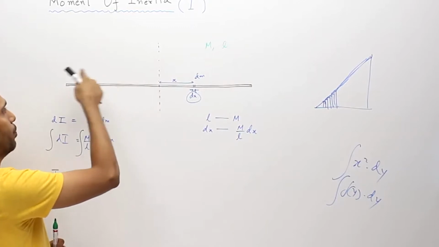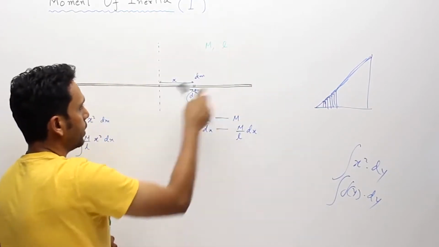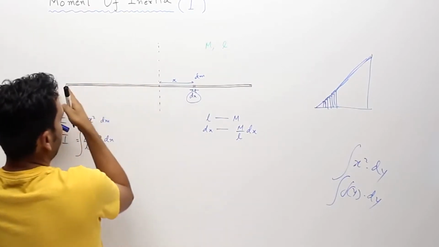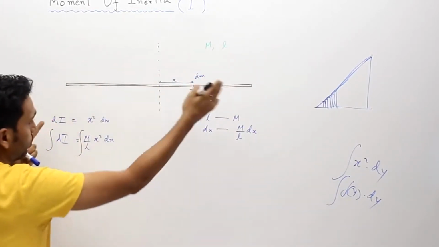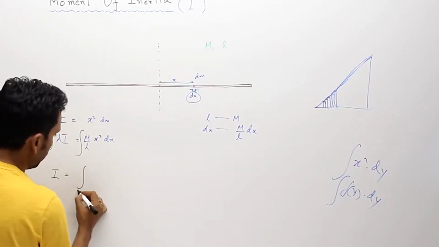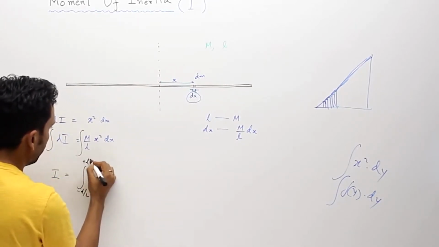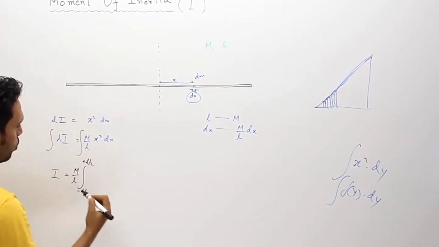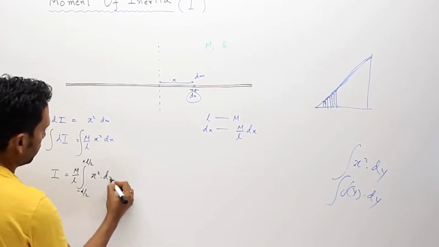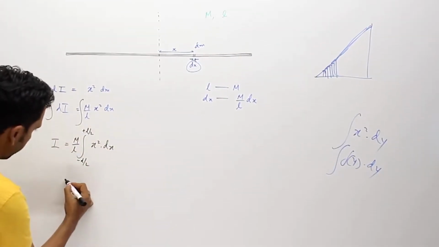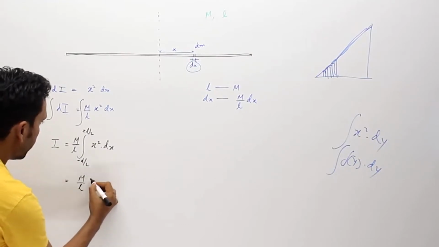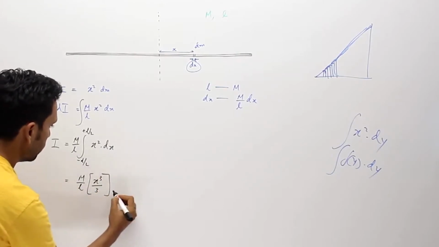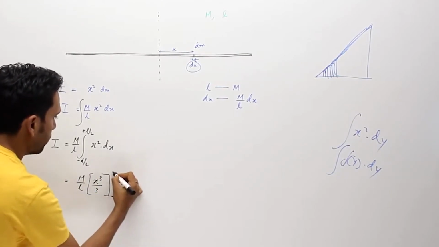The x starts from minus L by 2 and goes on to plus L by 2. So the whole length was L. So from here is what you are taking your x. So this side is minus L by 2, and that side is plus L by 2. So from minus L by 2 to plus L by 2, your m by L being a constant goes outside, x square dx, and what you get is m by L times x cube by 3, and obviously the limits minus L by 2 to L by 2.